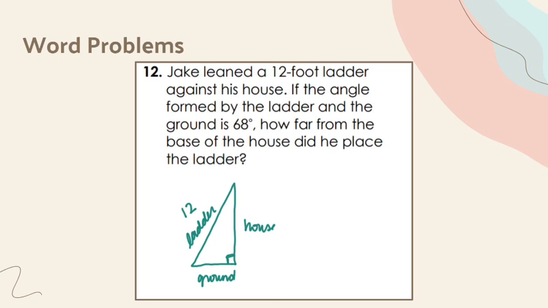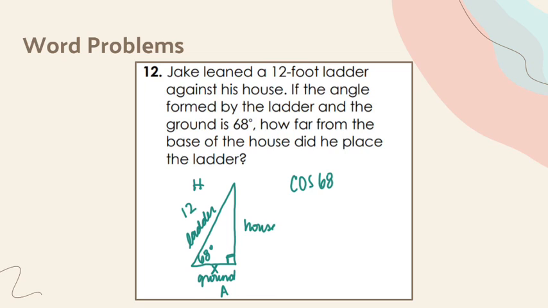It says if the angle formed by the ladder and the ground, so that's going to be this angle, is 68 degrees, how far from the base of the house did he place the ladder? So it wants to know what this value is. So if we're looking at just our triangle now, we don't care about the real world part of it, just look at the triangle and the numbers. We have the adjacent side and the hypotenuse. So that tells us to use cosine.